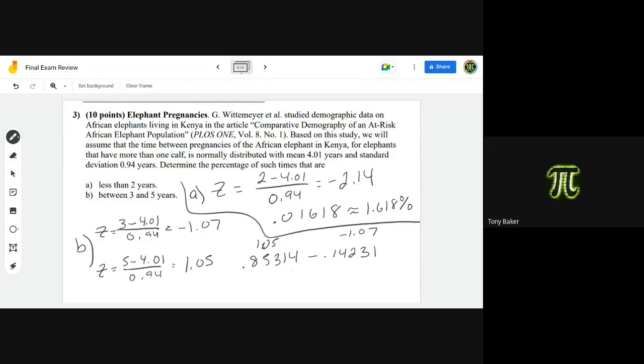5 minus 4.01 divided by 0.94. So you get 0.7108. So 71.08% is between it. Yes. Oh, sure. That's right.